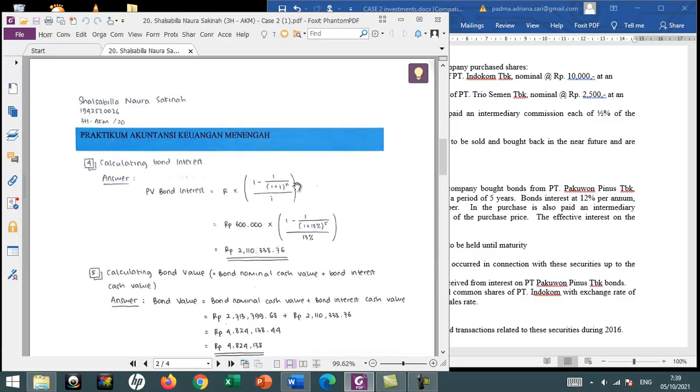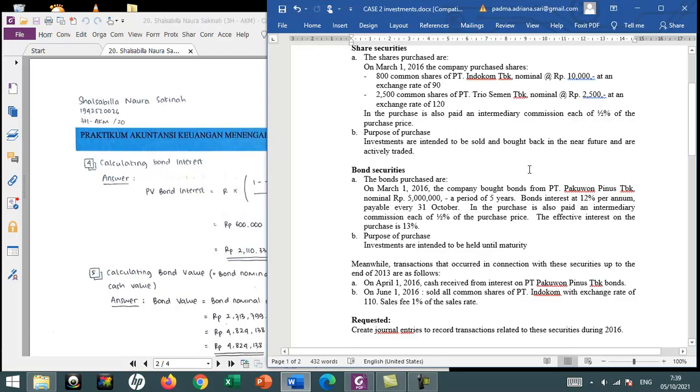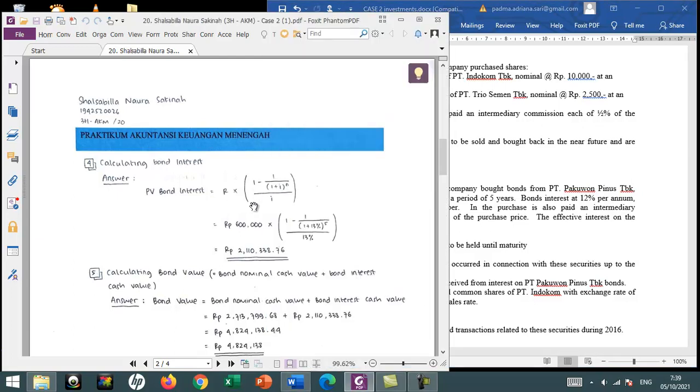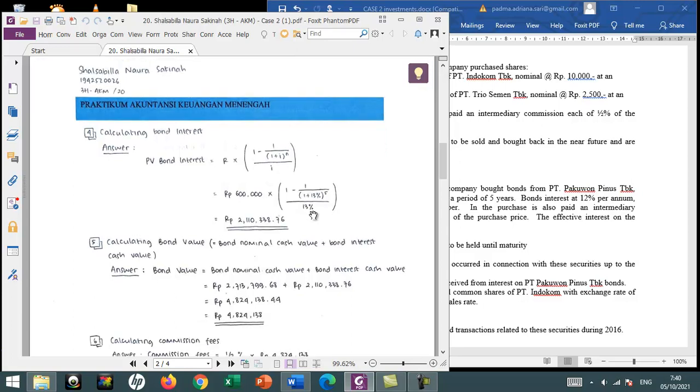After that, we do the same thing with the bond interest. We need to count the bond interest present value with this formula. This is already correct, so you just need to open your intermediate accounting book and you can see the formula to count the present value of bond interest there. The result is 2 million.